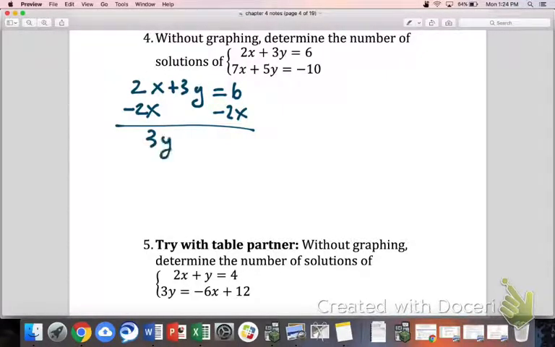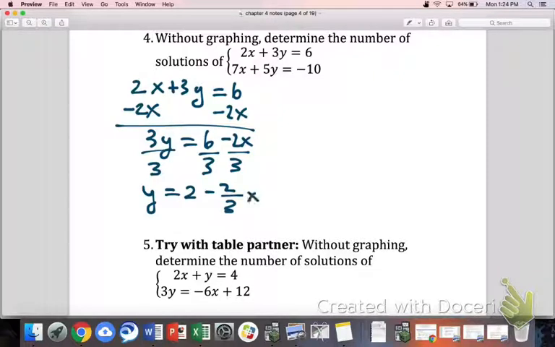3y equals 6 negative 2x. That's exactly right. Paige, what do we need to do to finish this one up and get all the way to slope-intercept form? Divide by 3. Fantastic idea. So when I divide by 3, I get y equals 2 minus 2/3 x. So what's the slope on that line? 2. And the y-intercept is 2.